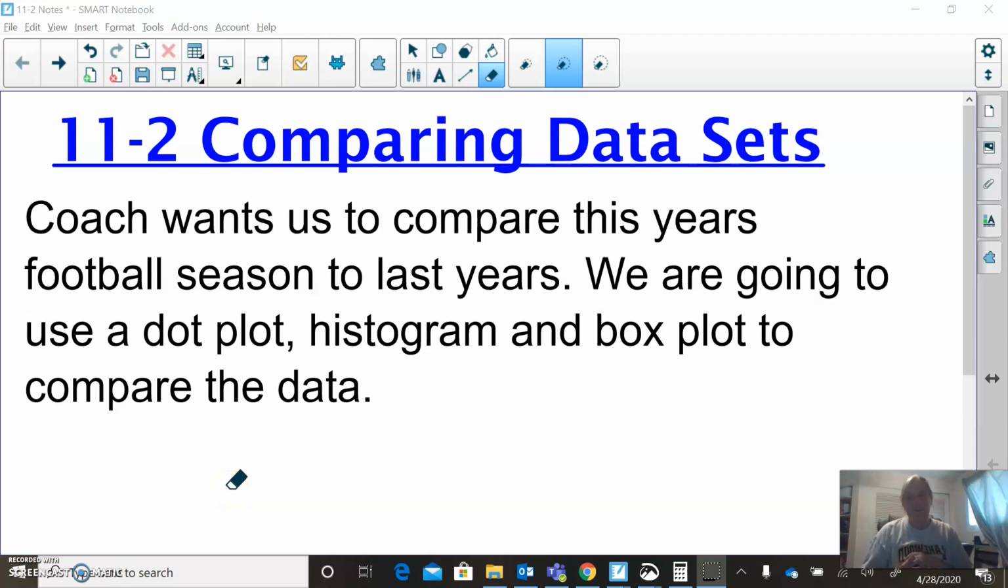Guys, so in this lesson we're going to learn about 11-2, comparing data sets. So we're going to take what we did last class and compare it to a different set of data sets. We're going to use the same data that we used last class. We're just going to make it a little different, okay?